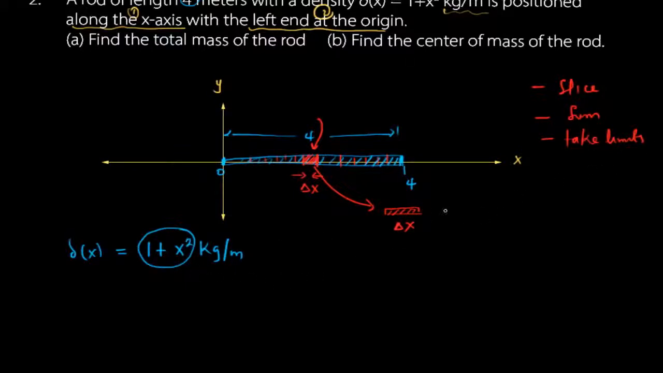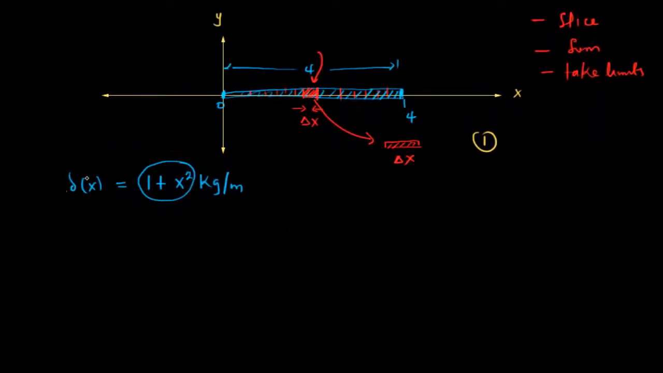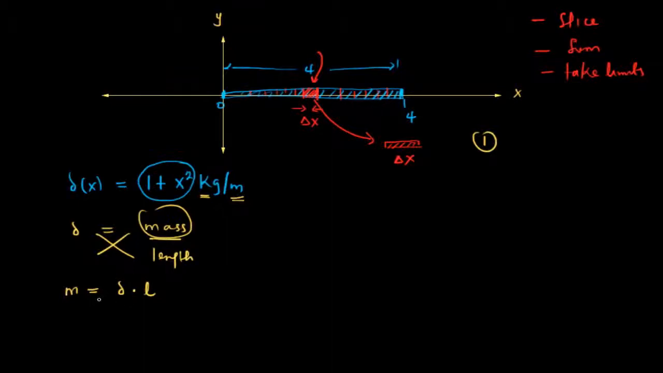Now I want to find the mass of the slice. That's the first thing. Now how do I find the mass? From the formula of the density, we've been told that the density is kilograms per meter. So that tells me my density is the kilogram, that's mass, per meter, that's length. To find the mass, I need to cross multiply. So the mass equals the density times the length. That's the formula for the mass.